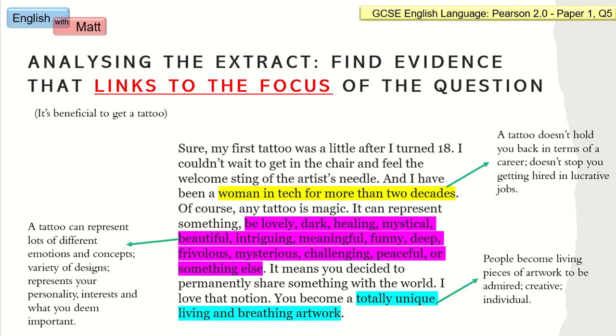And the final piece of evidence is to do with this idea that you become almost like a walking and breathing piece of artwork. And obviously, artwork is often on the wall of a gallery to be admired. People view it as something that's beautiful, something that's creative, something that is also very unique. So again, what she's saying here, it seems, is that tattoos will offer you the chance to be seen as a unique individual and be looked at in the same way that people admire artwork in an art gallery, for example.